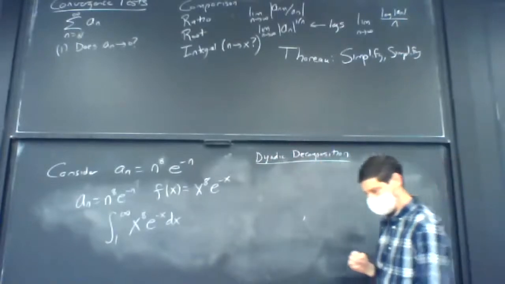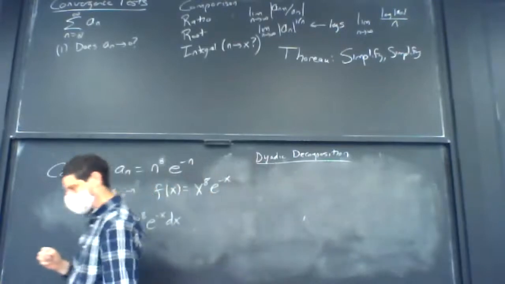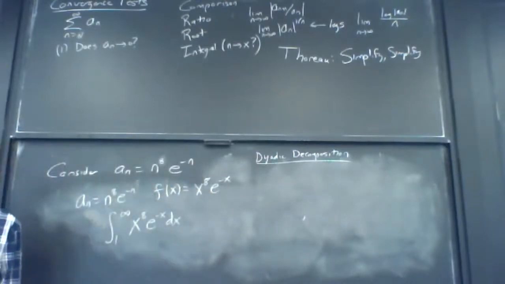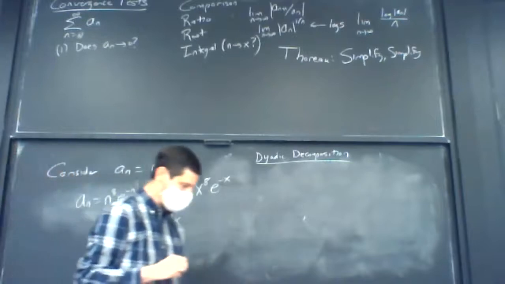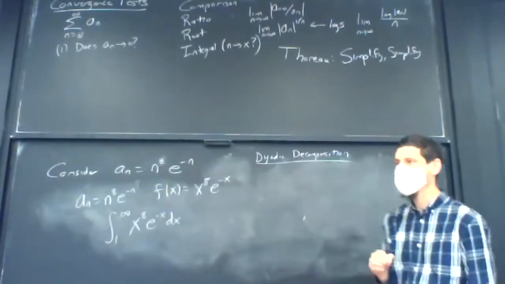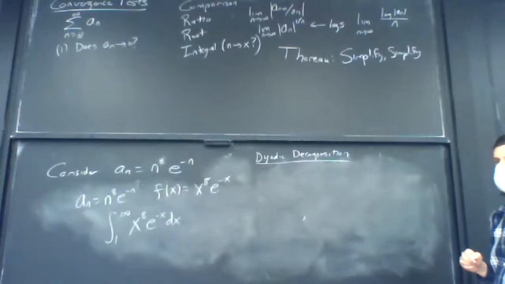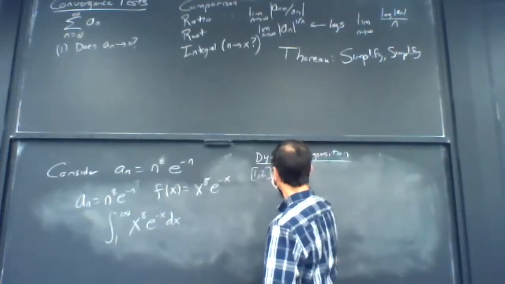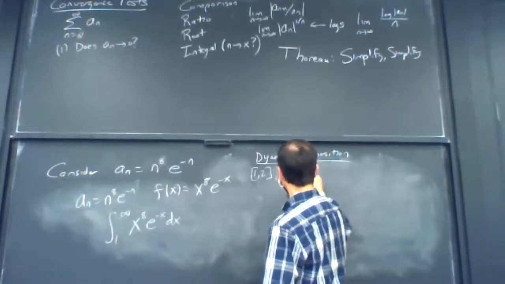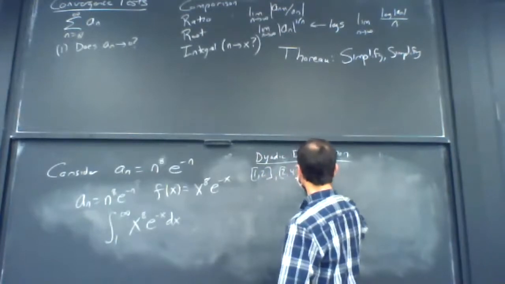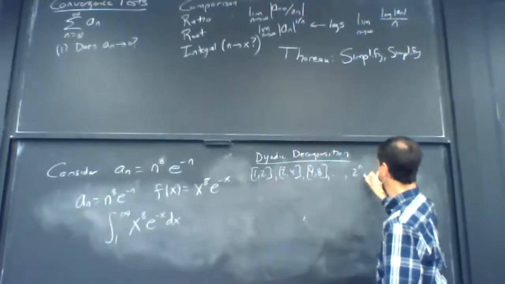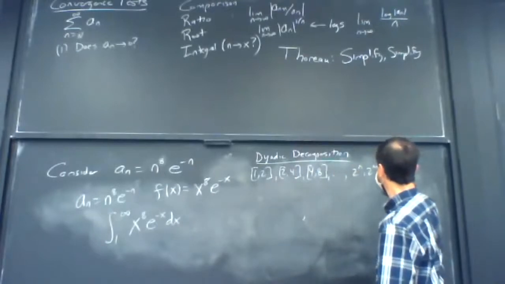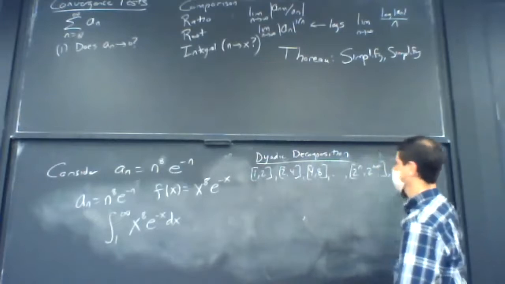We talked about this when we were showing that 1 over n squared converges. And what I'm trying to do is just come up with a way to quickly estimate what's going on. I don't have to perfectly evaluate the integral, I just need to show that the integral is finite. So I'm going to look at the interval 1 to 2, 2 to 4, 4 to 8, and so on, 2 to the n to 2 to the n plus 1, and so on.